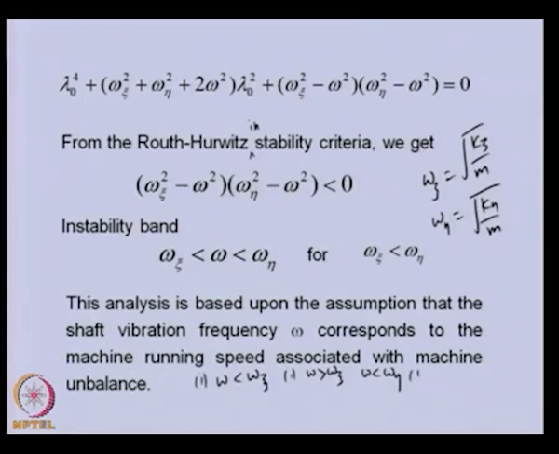The third condition is when the speed is greater than omega eta. Then this is positive and this is also positive, so it does not satisfy the instability condition. That means the rotor will be unstable only when it is operating between these two speeds, and otherwise it will be stable. So here we have seen that we get a band of frequency range at which the system will be unstable, but beyond that band the system will be stable.